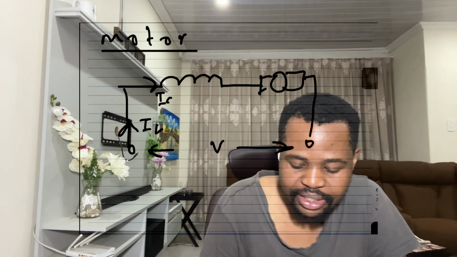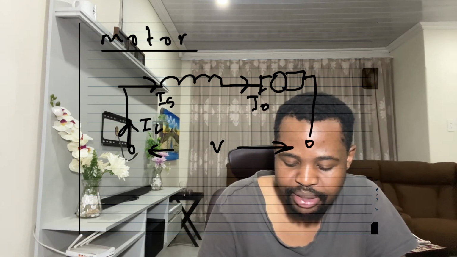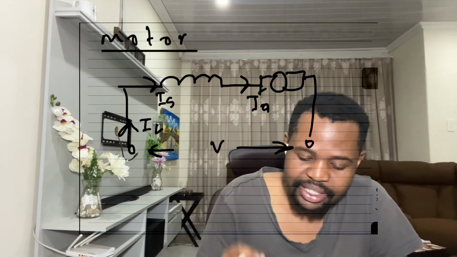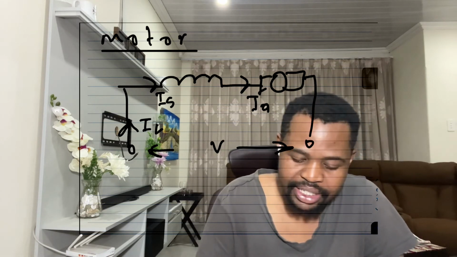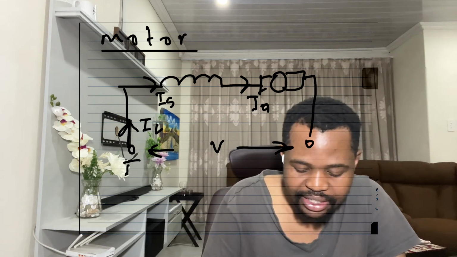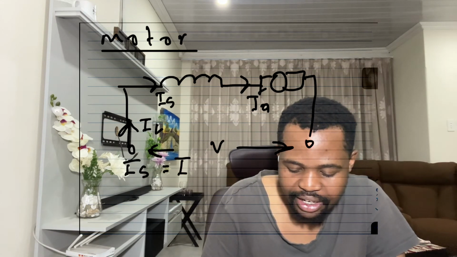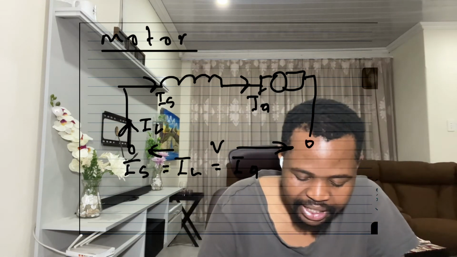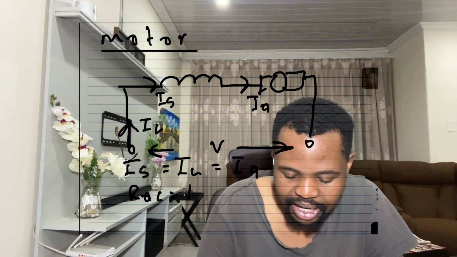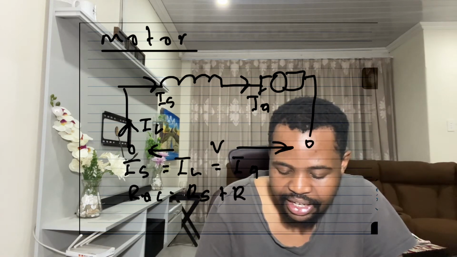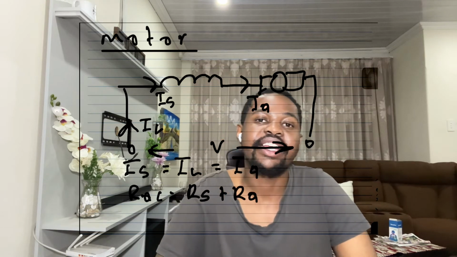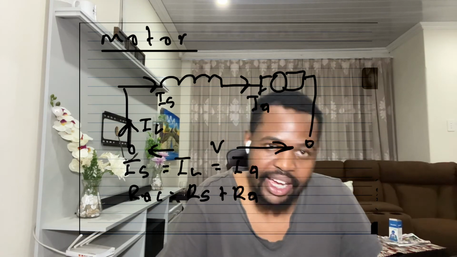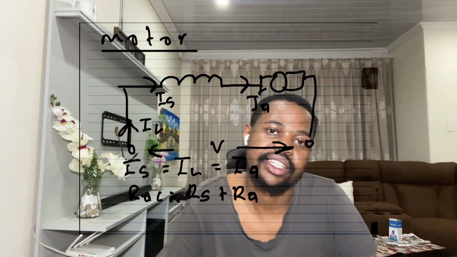Then you have I series, then you have I armature. With the fact this is a series machine, it means it's a series circuit. So I series is still equal to IL, still equal to IA. The current is the same. And the armature circuit resistance is RS plus RA. Nothing has changed. The only thing that has changed is the direction of the current and the source current. IL is the source current.